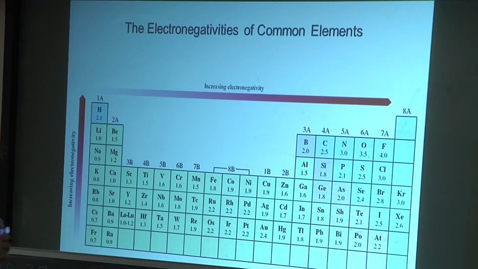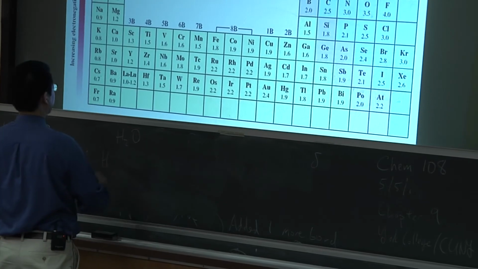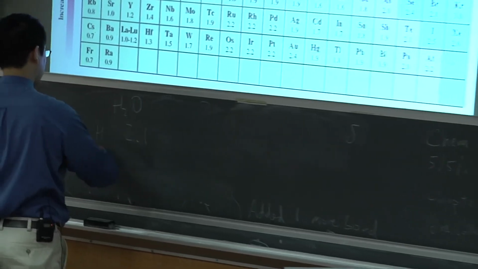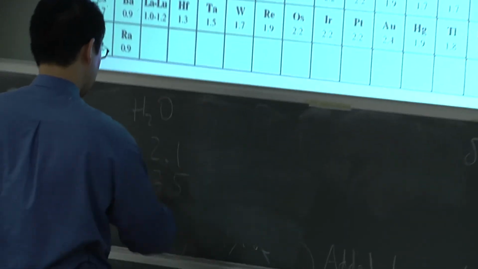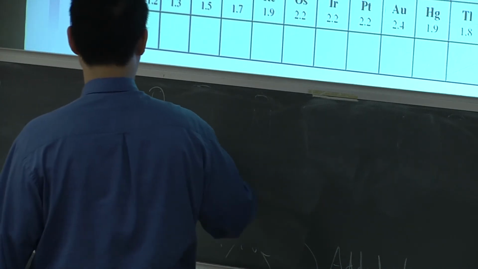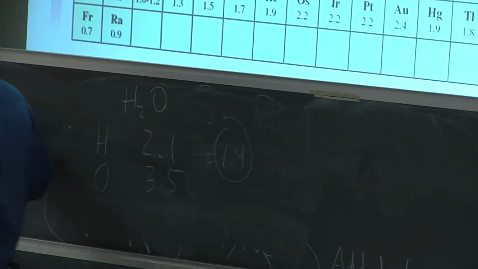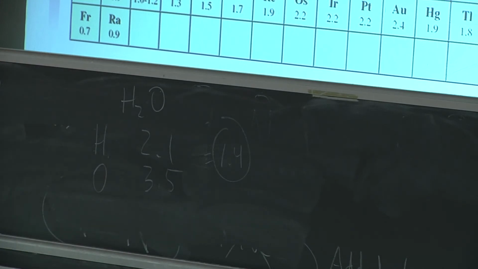Now if we take a look at H2O, H has an electronegativity of 2.1. O has an electronegativity of 3.5. The difference there is 3.5 minus 2.1 equals 1.4. That's quite a bit smaller than 3, but quite a bit bigger than 0. So that's going to be polar covalent.